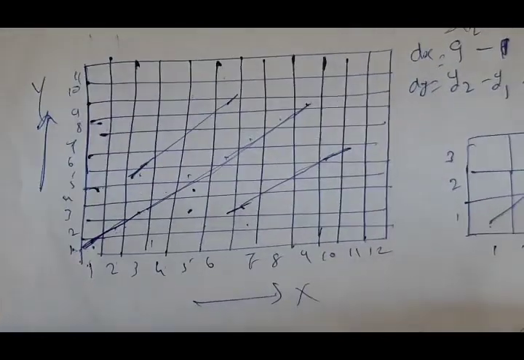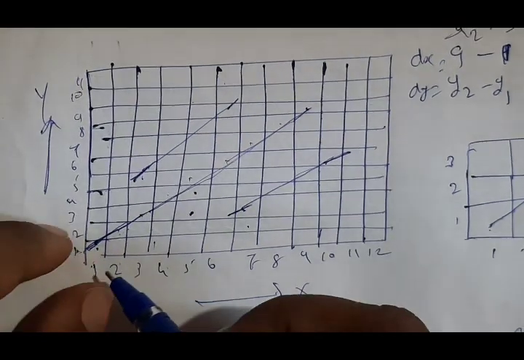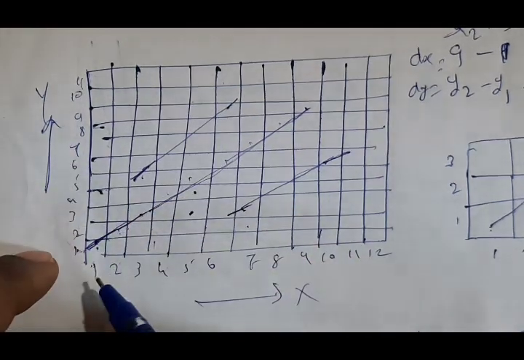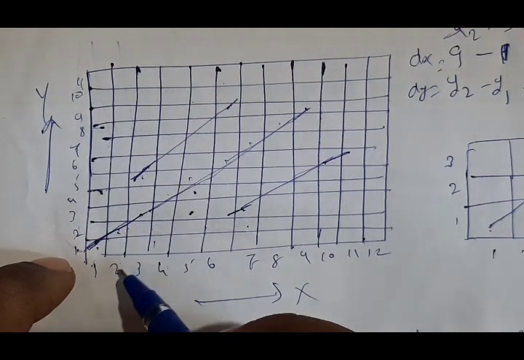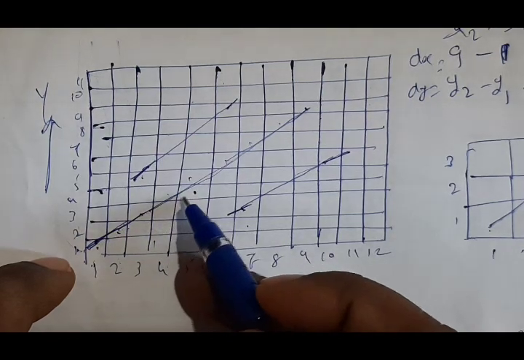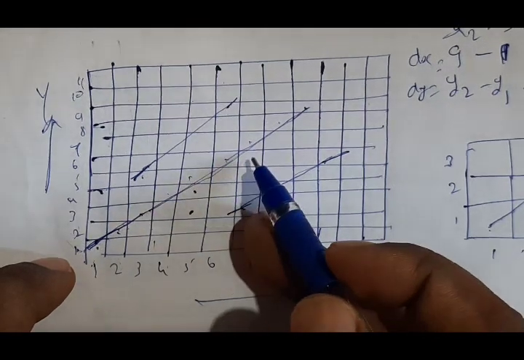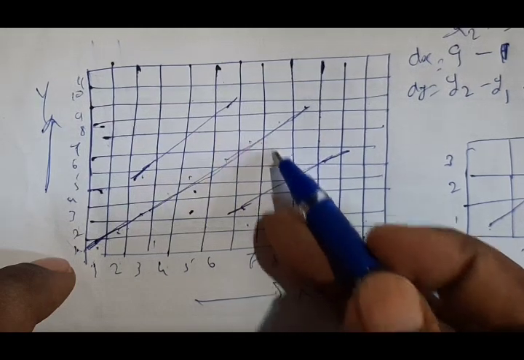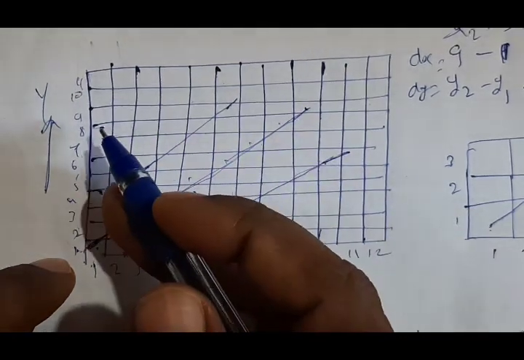Correct, no? If the slope is 1, what happens here? Uniformly both are incrementing. X is incrementing by 1 unit when y is also incrementing by 1 unit. See here, 1 1, both are 1. Here 2 2, this pixel at 3 3 position, this pixel at 4 4, this pixel 5 5, then 6 6, 7 7, 8 8, and the last one is 9 9, same.